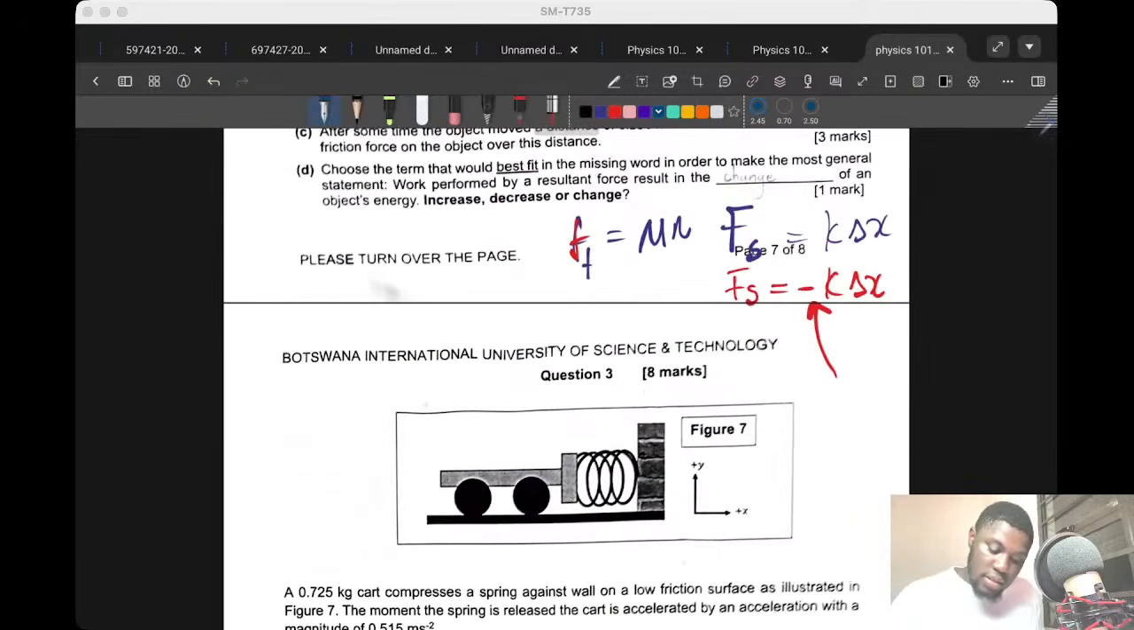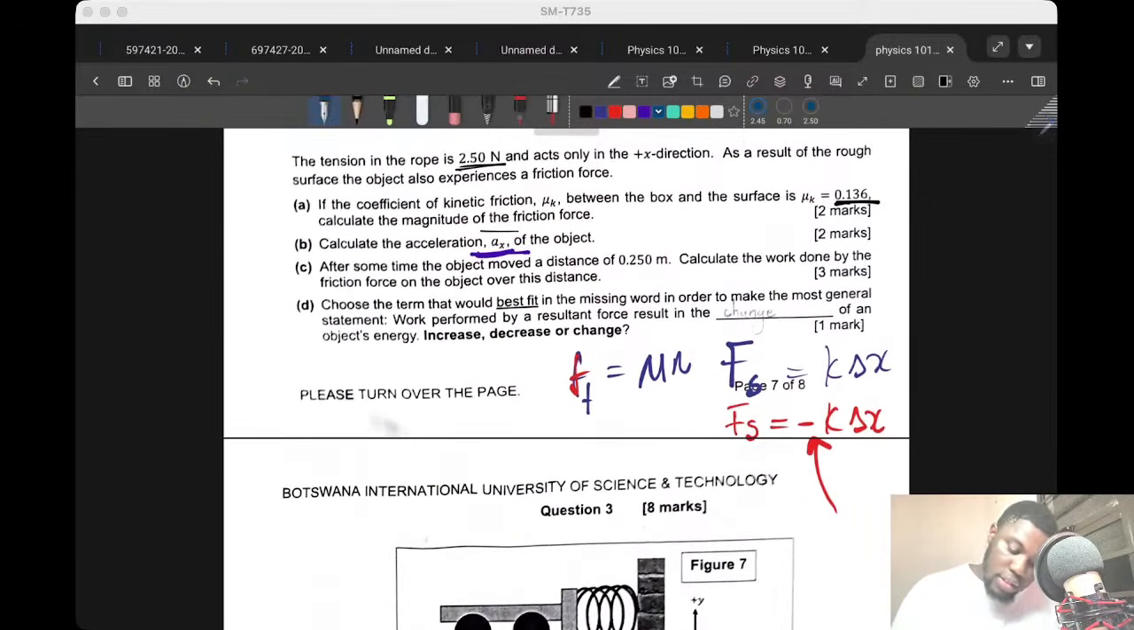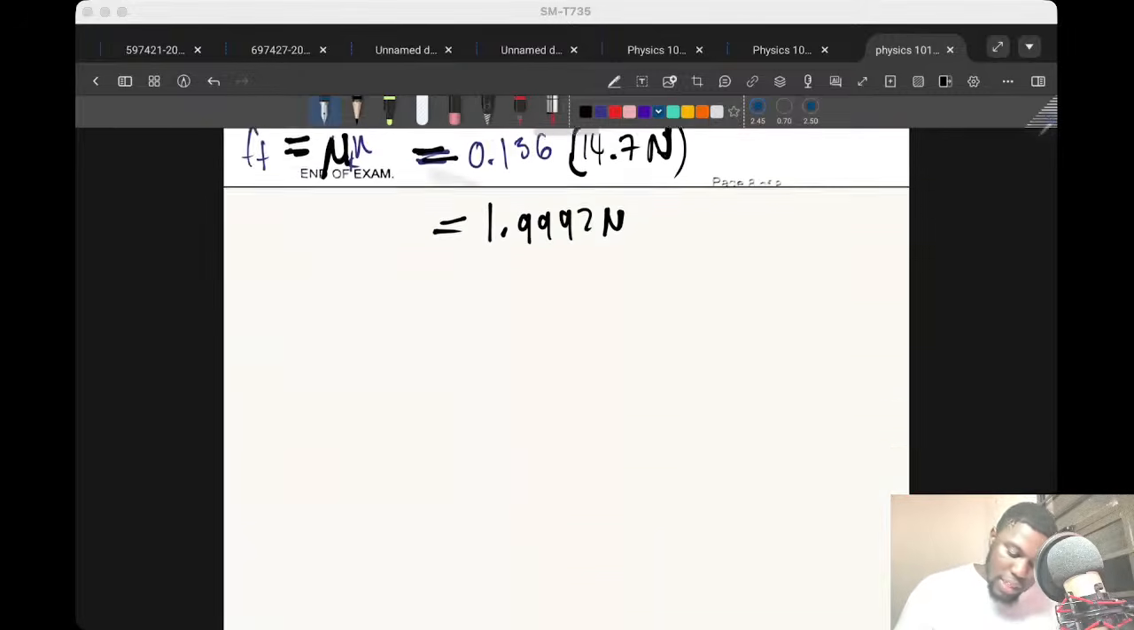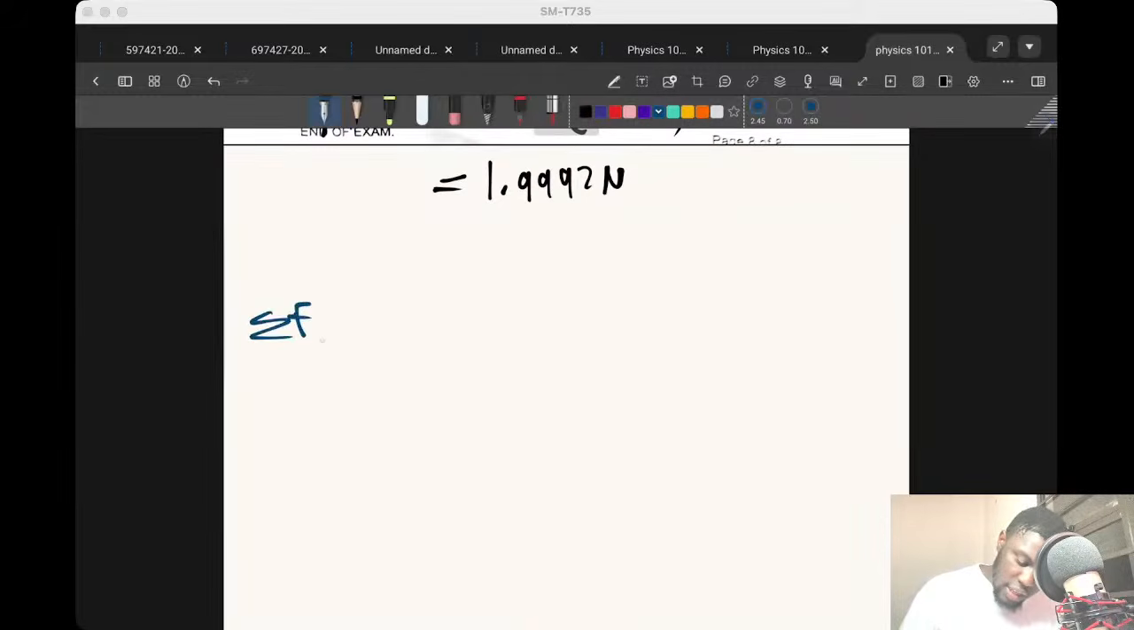So now what are we going to do? They said calculate the magnitude of the friction force. Oh, we got it. Calculate the acceleration of the object A in X, acceleration in the X. Yes. So how do we get the acceleration in the X? Summation of forces in the X. Are they equal to 0? No! They should be equal to mass times acceleration in the X.